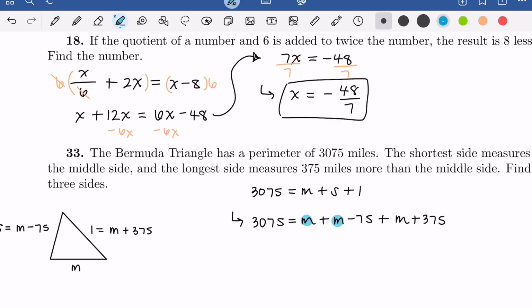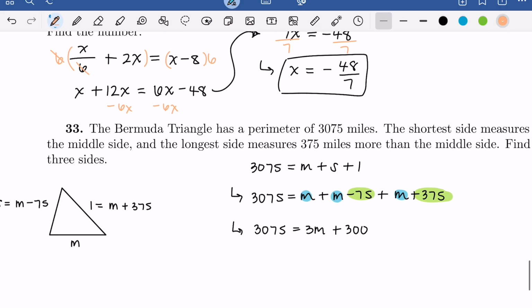Notice we have one, two, three m's. So we're still going to have this guy, but then we have three m's. And then we have minus 75 and plus 375, so this is going to give us plus 300. Now from here, this just becomes an equation where we want to solve for our variable, and in this case, it's m. So let's do that.